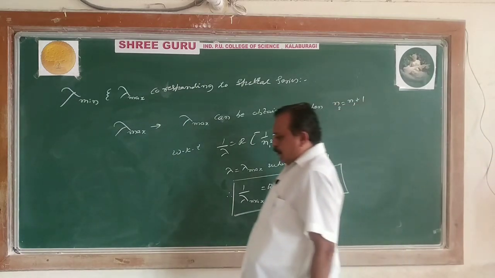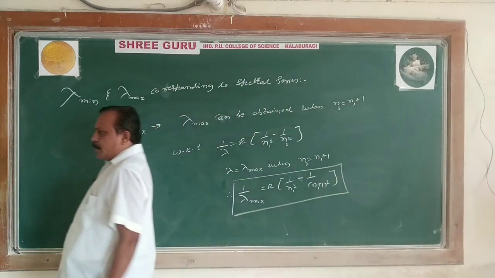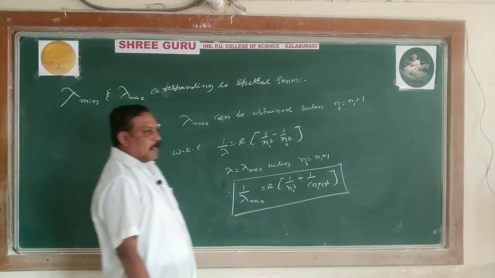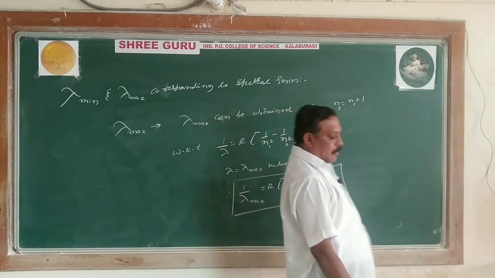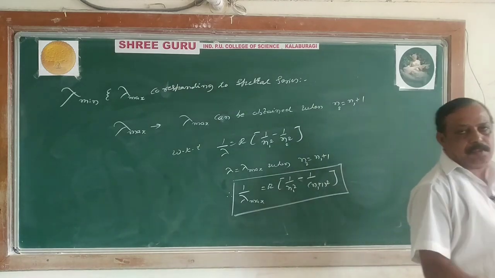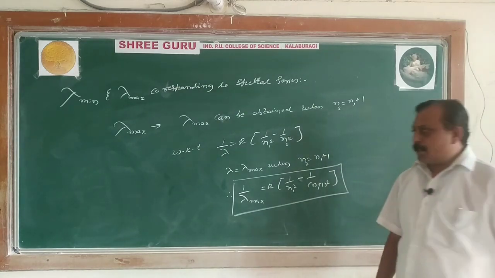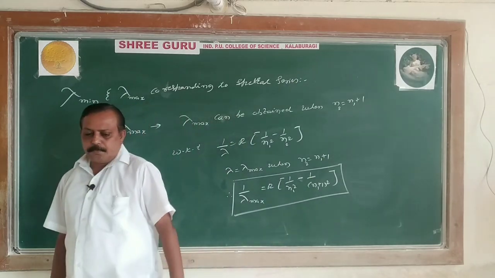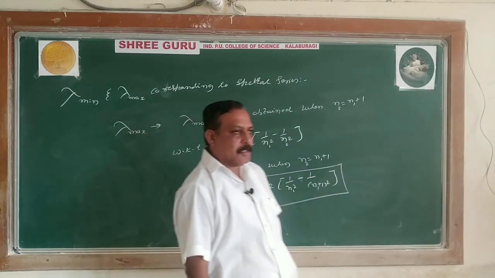To have the minimum wavelength, what is the condition? N2 equals infinity. To have the maximum wavelength, the condition is N2 equals N1 plus 1. Now these are the maximum and minimum wavelengths for the corresponding spectral series. It is completely easy, no problem here. Check the equation once, then we go for the next thing.